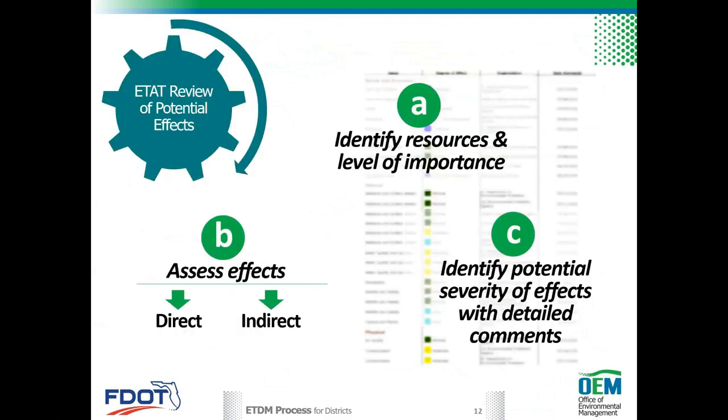ETAT review of potential effects. In general, when the ETAT are reviewing the projects during a screening event, they identify resources and level of importance. So they're looking at the resources that are within their purview. They assess potential effects, both direct and indirect. They may also provide recommendations for further study of cumulative effects. And they identify potential severity of effects by assigning a degree of effect and providing detailed comments.